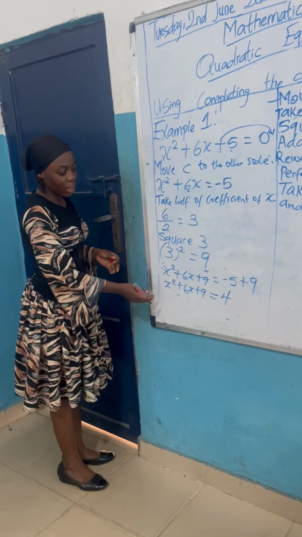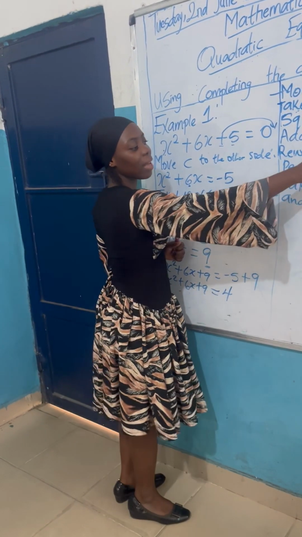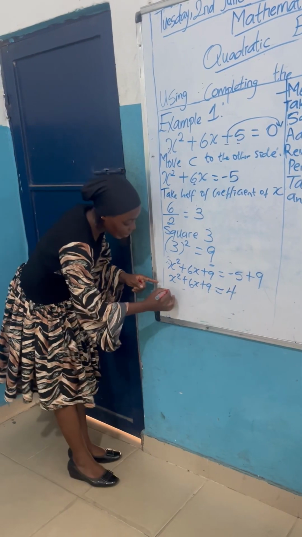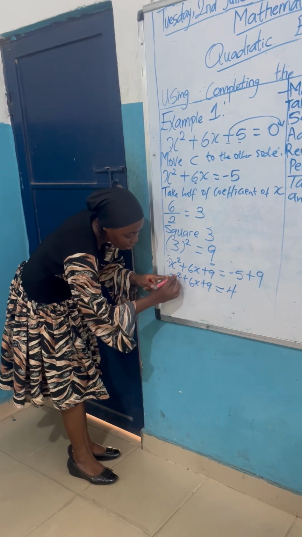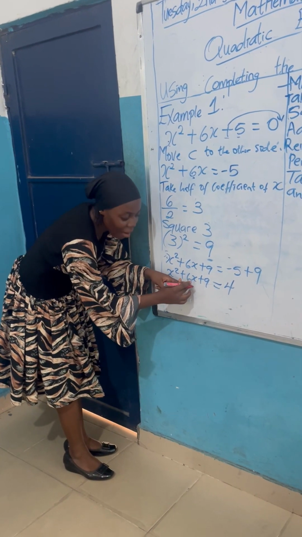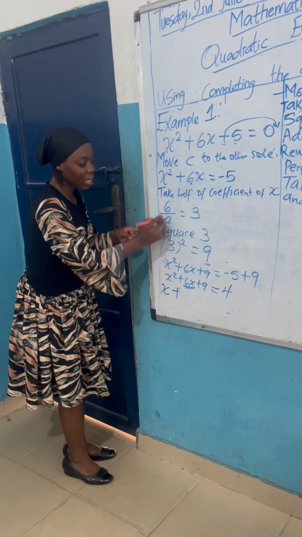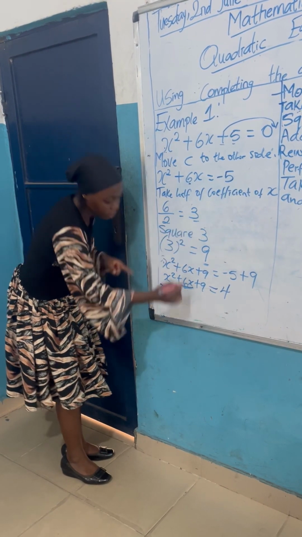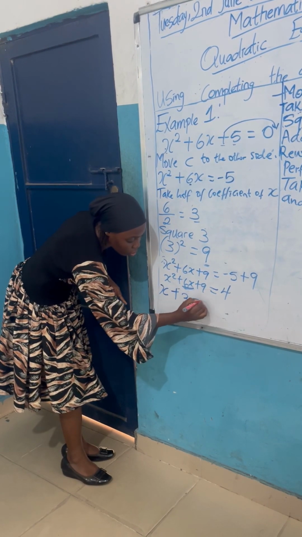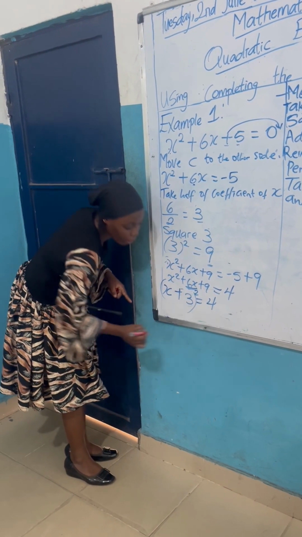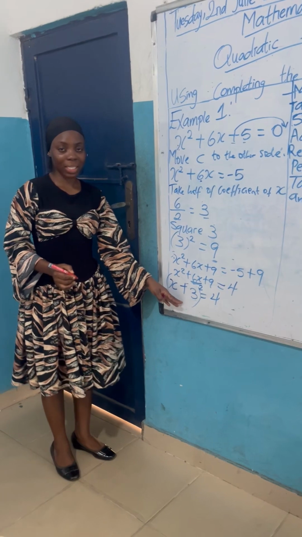Now the next step is we write the left as a perfect square. This is how we write the left as a perfect square. We have x plus the half of this. We are taking the half of this, and we said half of this is 3, equals 4. Now our square is coming here. So this is how we are going to write it as a perfect square.